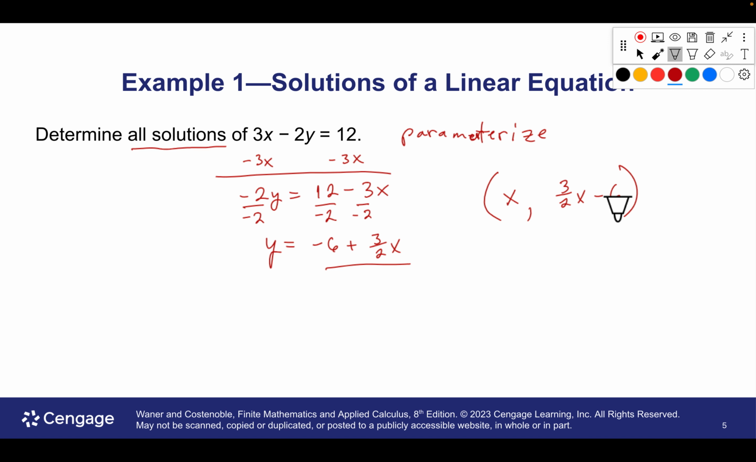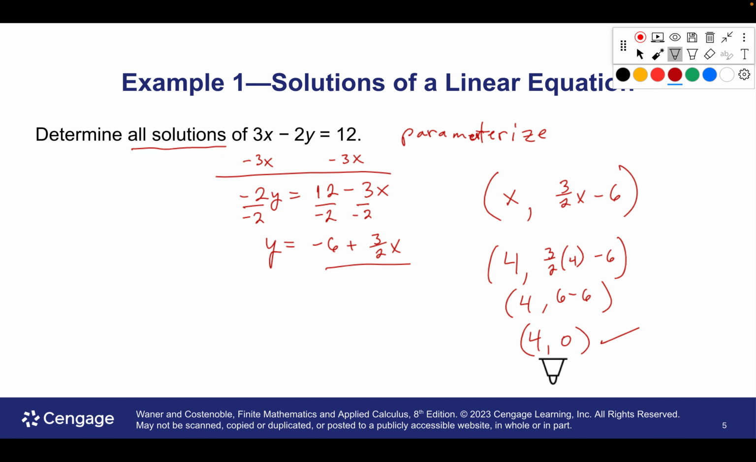And we'll see, what was that last solution? They gave us 4, 0. So if you put in 4 for x, you're going to get 3 halves times 4 minus 6. 2 goes into 4, that's 2. 2 times 3, you get 6 minus 6. You get 0. So we can see we can get a particular solution by plugging in a value for x. And we checked this one earlier. We could plug in different values. We could plug in 3 for x, and we get an answer. We might get a fraction. That's fine. But this here is how we're going to write all solutions.